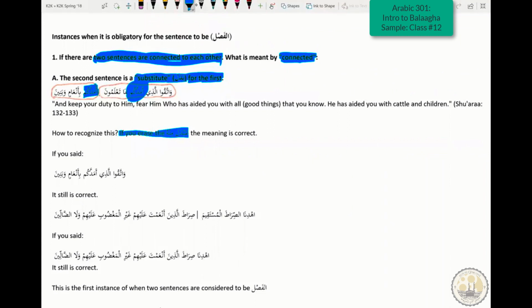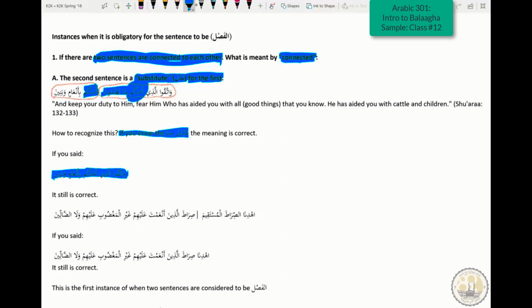Yani, if you were to erase this whole sentence and just said وَاتَّقُوا الَّذِي أَمَدَّكُمْ بِأَنْعَامٍ وَبَنِينَ, of course not in the Quran, this sentence right here is correct. It is still correct. So in this instance, you don't have to mention the waw if there's badal, if the second sentence is a badal for the first sentence.